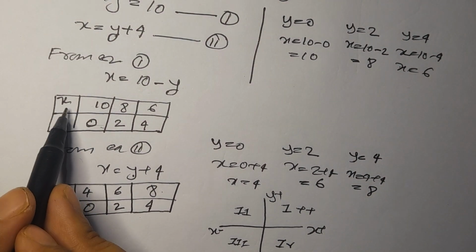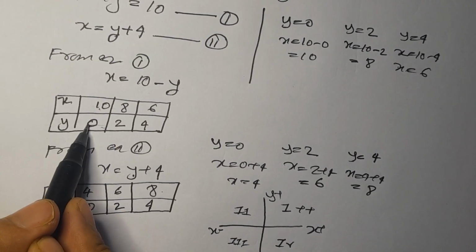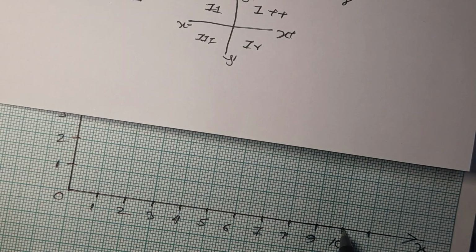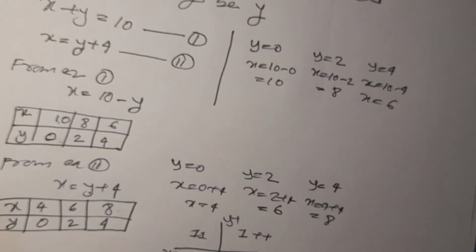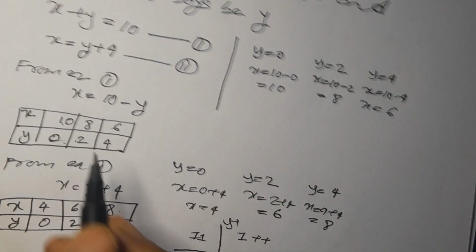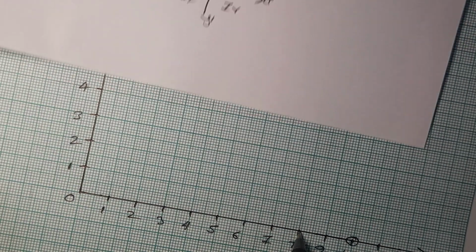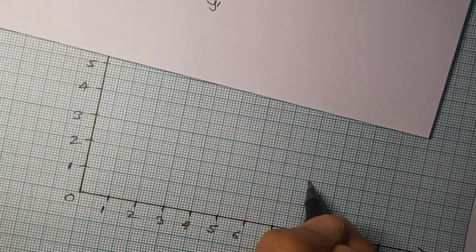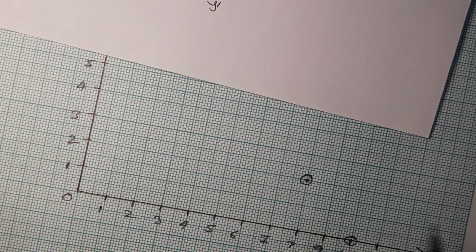First check the x. X is how much? 10, y is 0. So x is 10, y is 0, it will not go up, it will stay here. Check the second. X is how much? 8, y is 2. So x is 8, y is 2. So it will come up to 2. 1, 2 here.